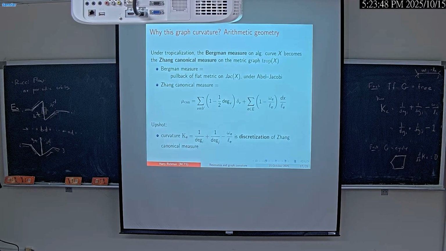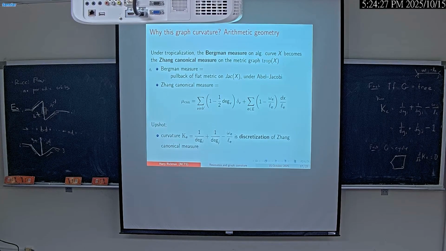So it turns out that this is one way of explaining where this formula for the edge curvature comes from. There are two analogous cases here. One is for algebraic curves, and one is for tropical curves or metric graphs. In the case of algebraic curves, when we embed a curve into its Jacobian and pull back the flat metric on the Jacobian to that curve X, we end up with what's known as the Bergman measure.